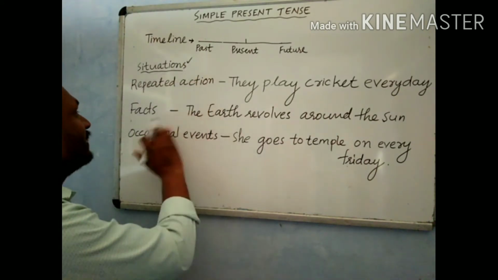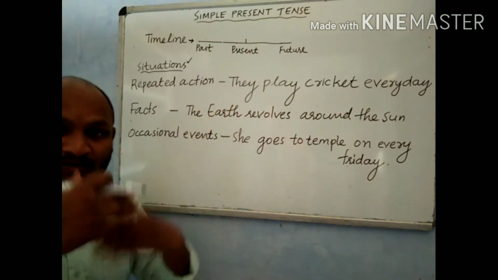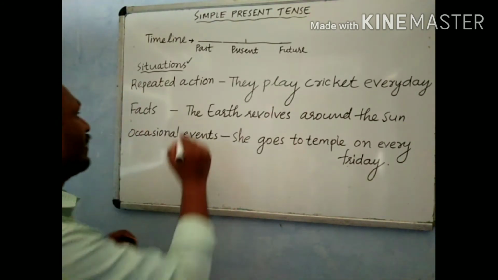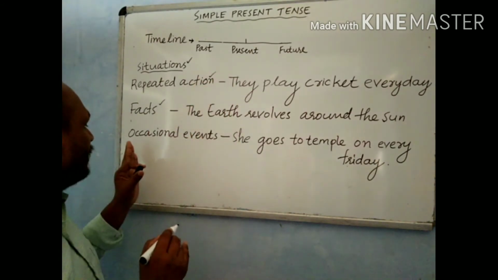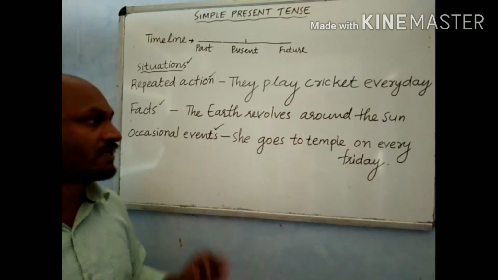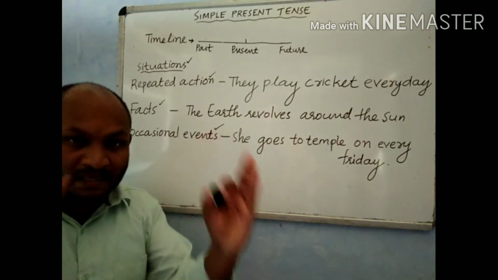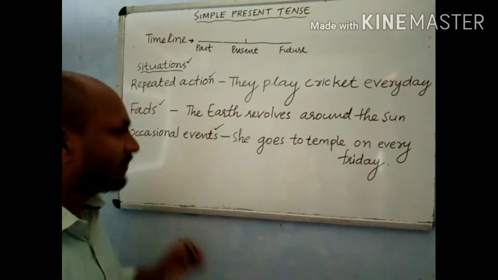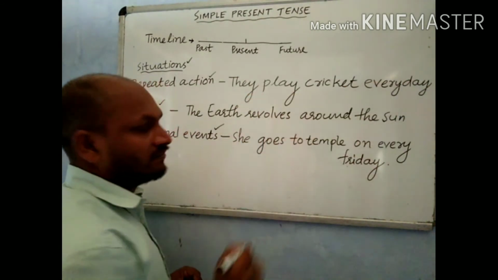I have mentioned here 3 very important situations in which simple present tense is commonly used. One is repeated actions, the second one is facts, the third one is occasional events. We shall see them one by one. To say any repeated actions, we shall use simple present tense. We shall see the example. They play cricket every day.